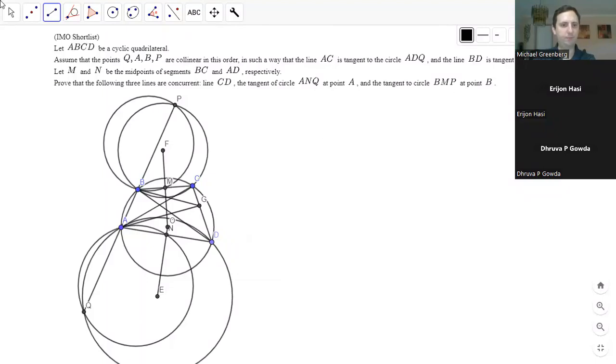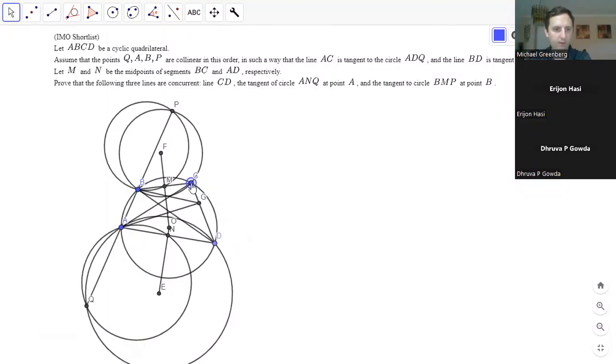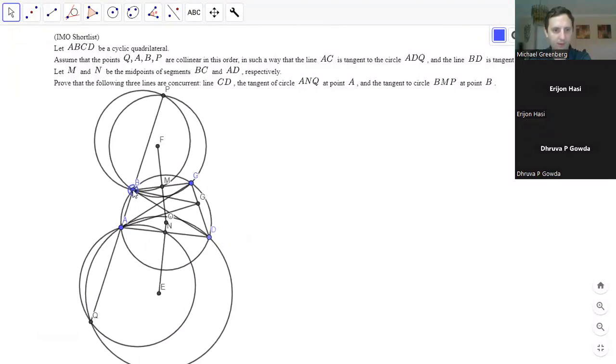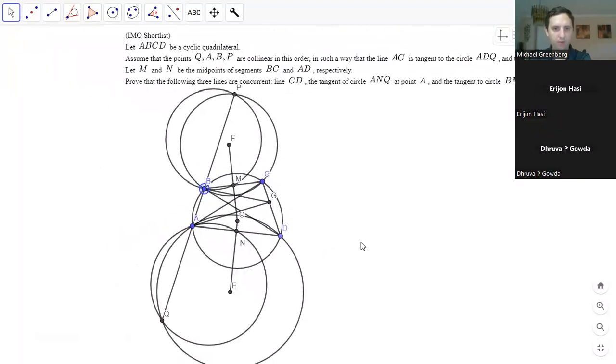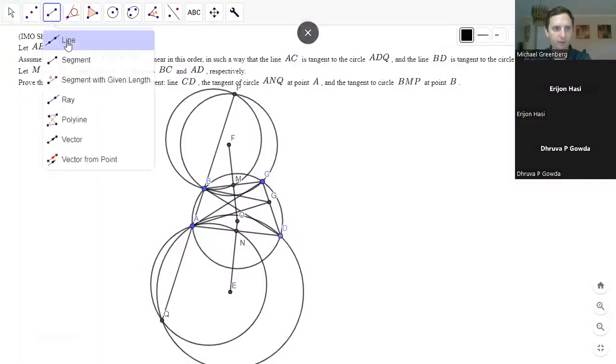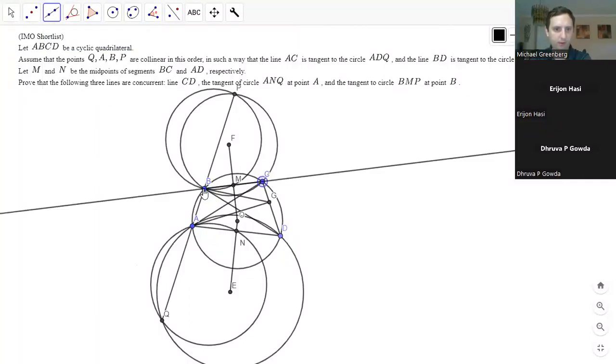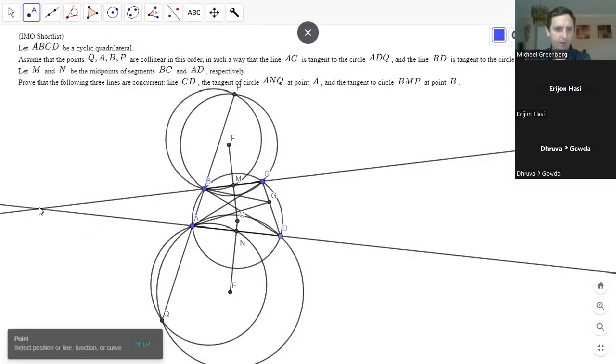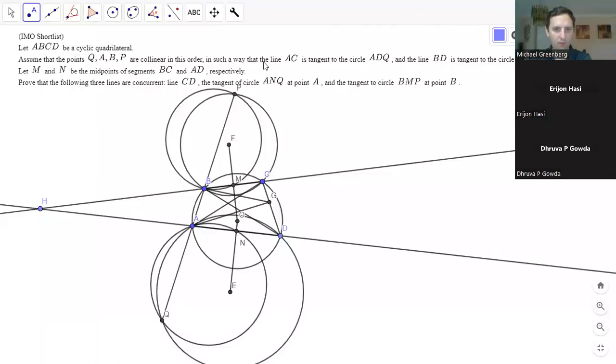All right. Maybe it's also good to let EC intersect AD, because that would give us a cyclic quadrilateral. So I'm going to try that. Hopefully it'll be on the screen still. Yes.